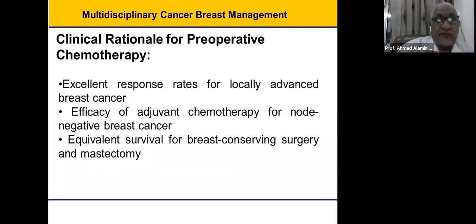The clinical rationale for preoperative chemotherapy: excellent response rates for locally node-negative breast cancer, and equivalent survival. The breast cancer mass became smaller in size, and you can do breast conserving surgery. It is equivalent in its benefits to the total mastectomy, and this is really a great achievement.